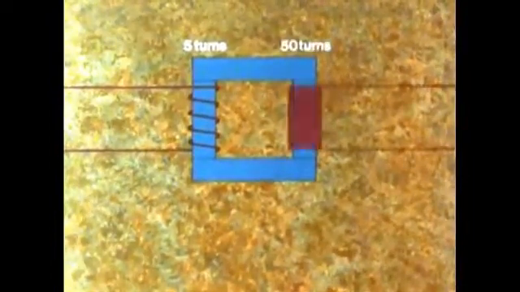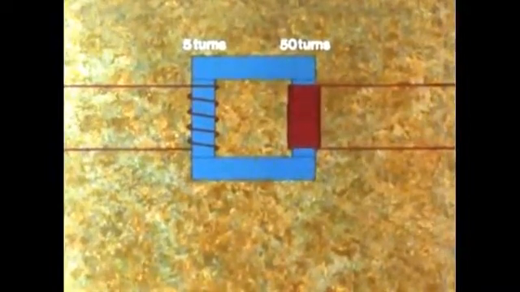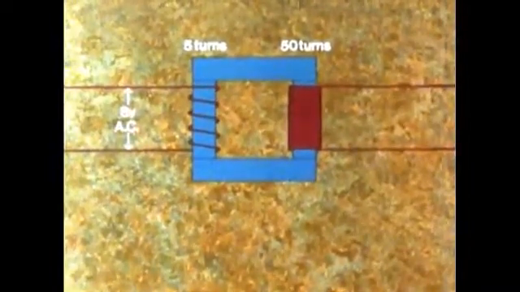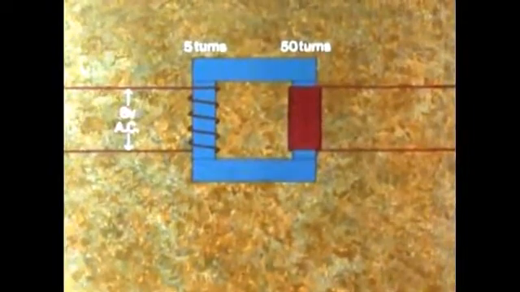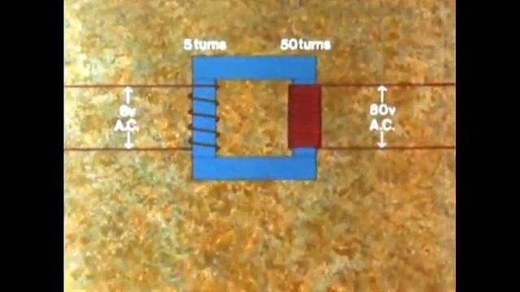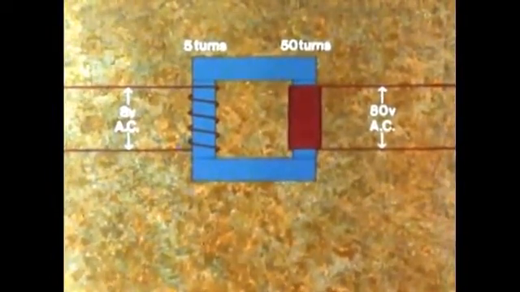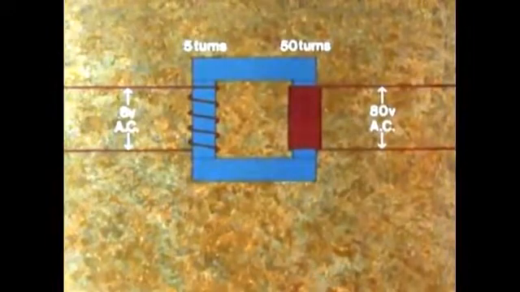Suppose we have 5 turns of wire in the primary coil and 10 times that, 50 turns in the secondary. And suppose we apply an input EMF of, say, 8 volts AC. The output EMF will be 10 times that, 80 volts AC. And we will have stepped up the voltage and we have a simple transformer. Let's look at it more carefully.